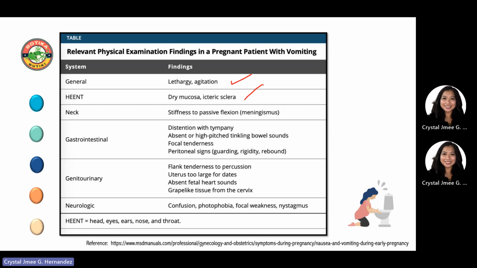For the gastrointestinal system, there is distension with tympany, peritoneal signs, guarding, rigidity, and rebound. For genitourinary, there is flank tenderness to percussion, and grape-like tissue from the cervix. For neurologic, it can lead to confusion, photophobia, focal weakness, and nystagmus. Again, this is mostly associated with hyperemesis gravidarum.